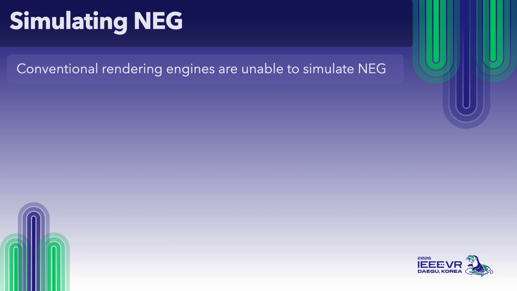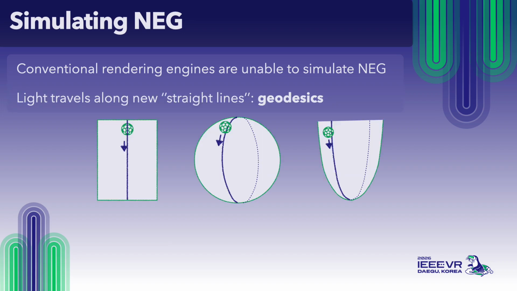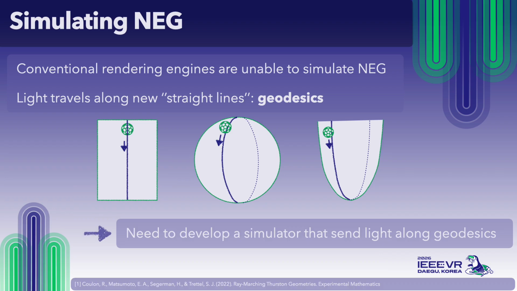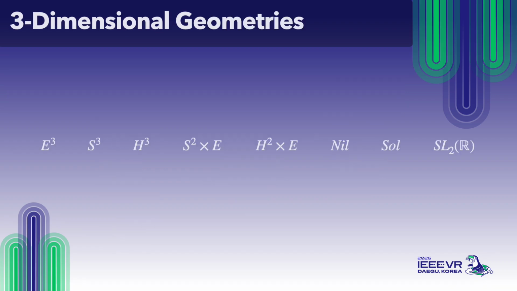Conventional rendering engines cannot simulate non-Euclidean geometries since light no longer travels in a straight line in these geometries. It travels along an equivalent, geodesics. It is therefore necessary to develop a simulator that sends light along geodesics. This is what we did, based on a previous project led by Rémi, which renders geometries using ray marching. In 3 dimensions, there are 7 non-Euclidean geometries which coexist with Euclidean geometry.